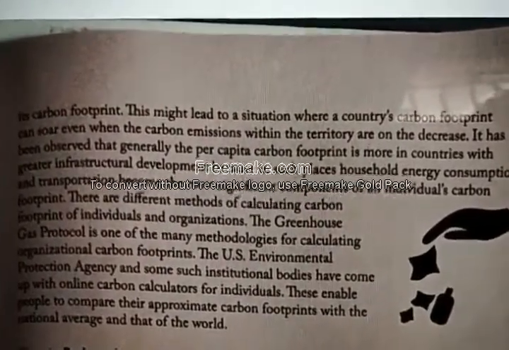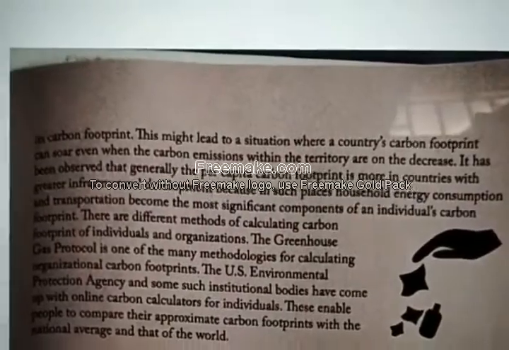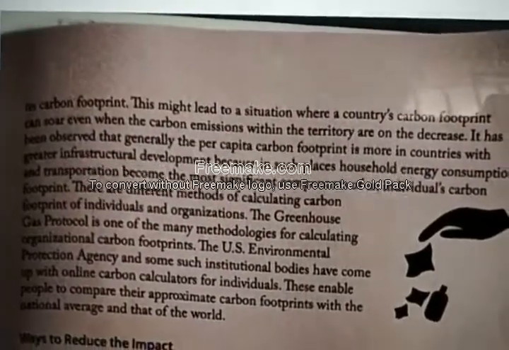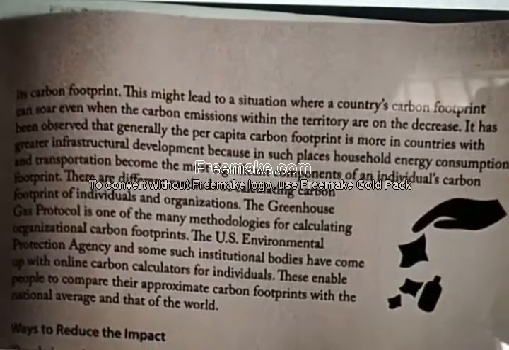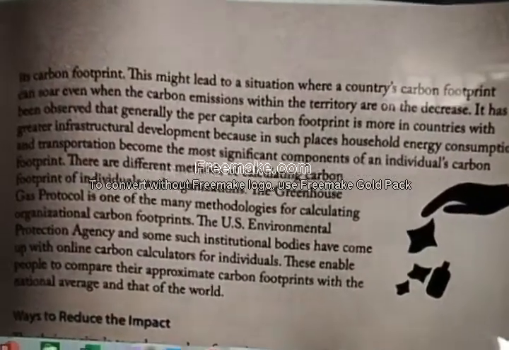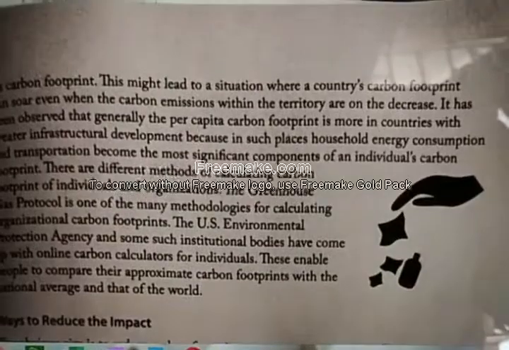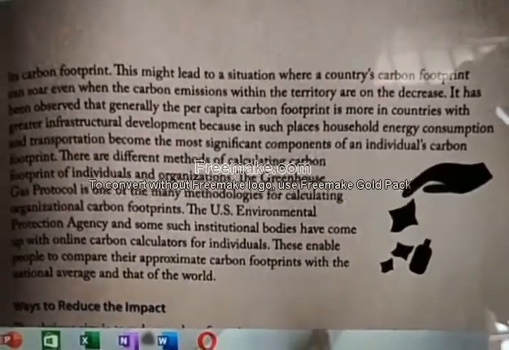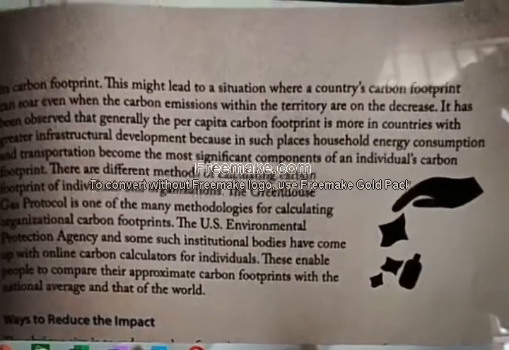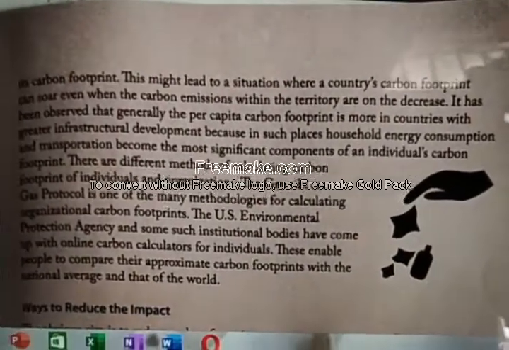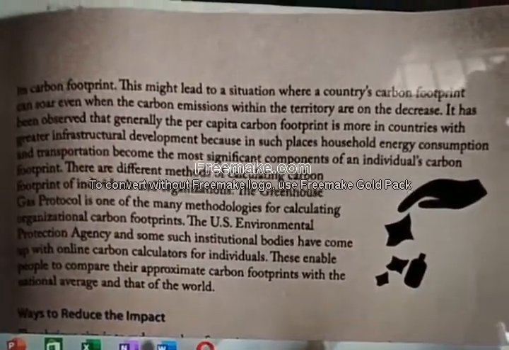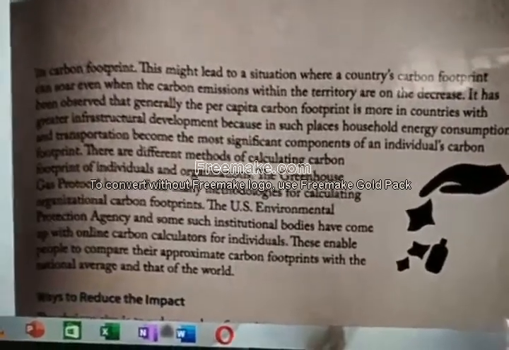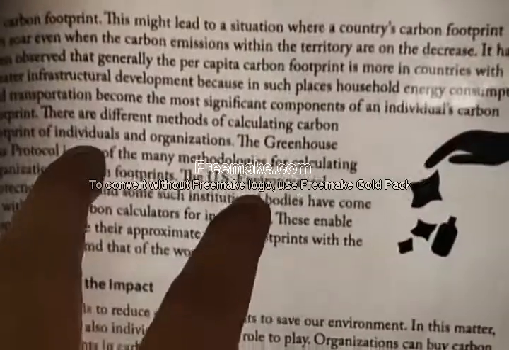With larger infrastructure development in place, household energy consumption and transportation can be the most significant. So what happens if the country is very good in infrastructure? The energy consumption is higher, so each and every process carried out will be higher. Transportation facility will be more. Food production will be more. Everything will be large. So automatically the carbon footprints will be higher, means the amount of carbon dioxide produced will be higher.